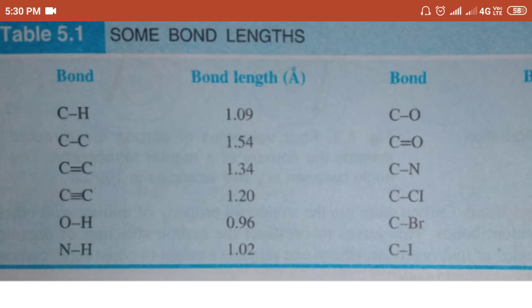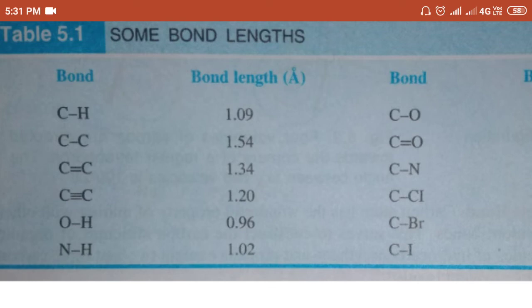If a covalent bond is present between carbon and hydrogen atoms, its bond length is 1.09. In the case of a carbon-carbon single bond, the bond length is 1.54 angstrom, in a carbon-carbon double bond it is 1.34 angstrom, and in a carbon-carbon triple bond it is 1.20 angstrom. It means as the number of bonds increases, the bond length decreases.